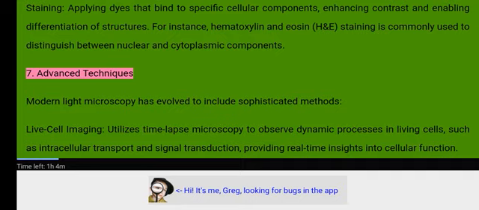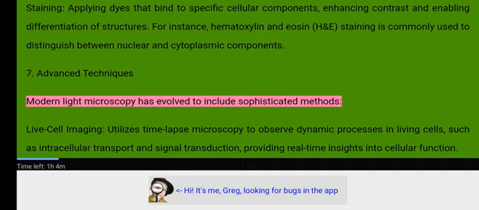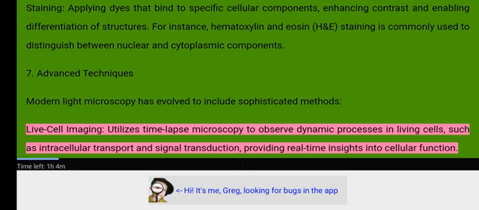7. Advanced techniques. Modern light microscopy has evolved to include sophisticated methods. Live cell imaging utilizes time-lapse microscopy to observe dynamic processes in living cells, such as intracellular transport and signal transduction, providing real-time insights into cellular function.